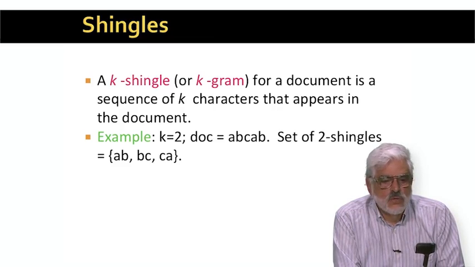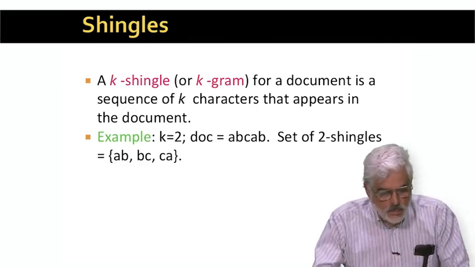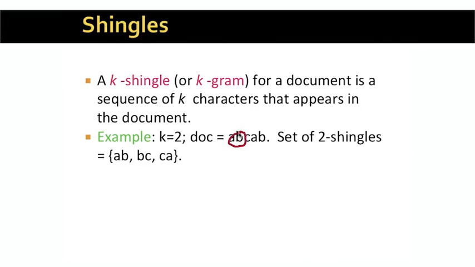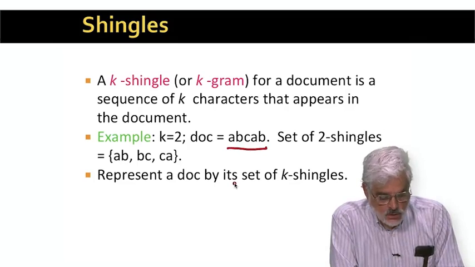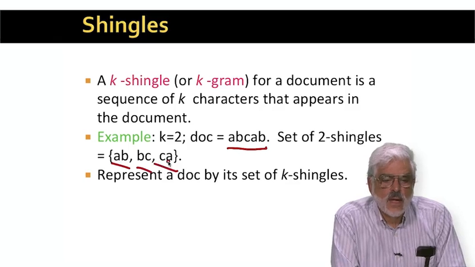We'll use k equals 2 for this little example, although in practice you want to use a k that is large enough that most sequences of k characters do not appear in the document. A k in the range 5 to 10 is generally used. But the 2-shingles for our little document are AB, then BC, then CA, and then AB again. Since we're constructing a set, we include the repeated 2-shingle AB only once. And thus, our document ABCAB is represented by the set of shingles AB, BC, and CA.